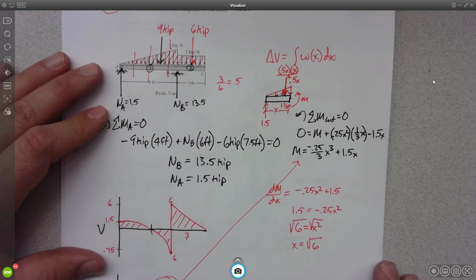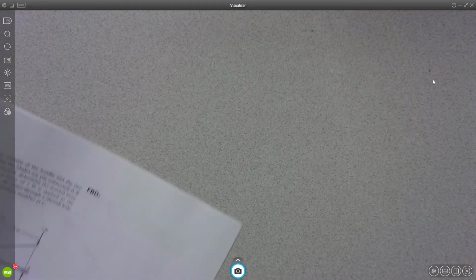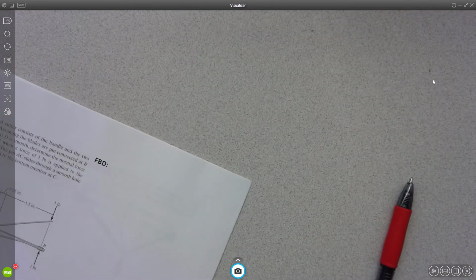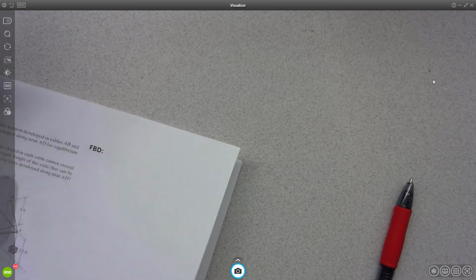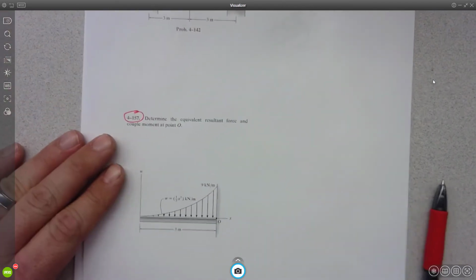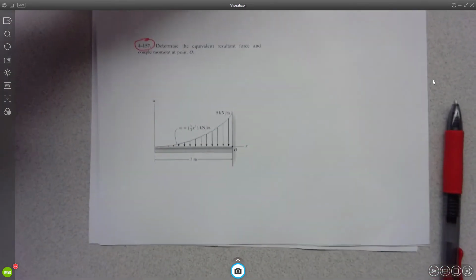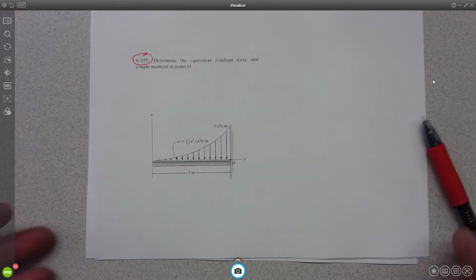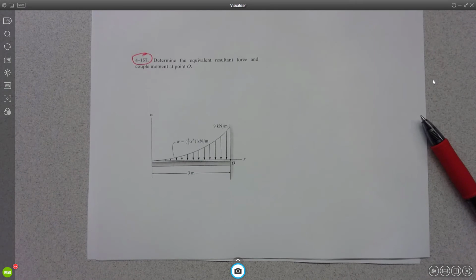Everybody got this? So let's go, while we're on this whole doohickey, let's go back here. Determine the equivalent resultant force and couple moment. How did you get the 0.5x times x for that moment? Yeah, let's go back.